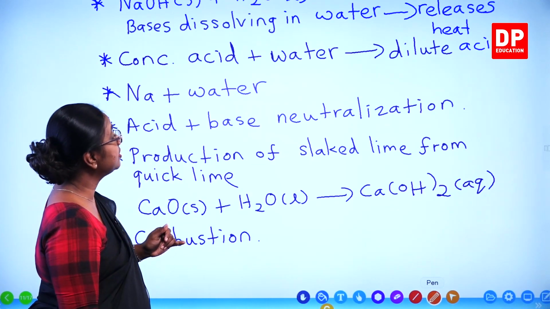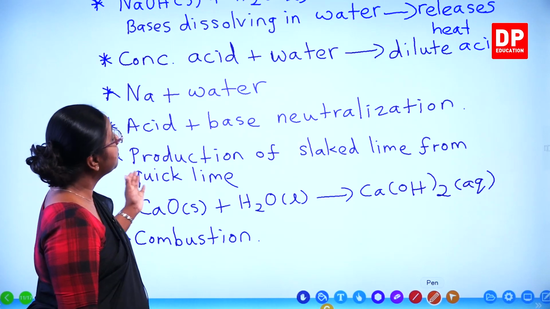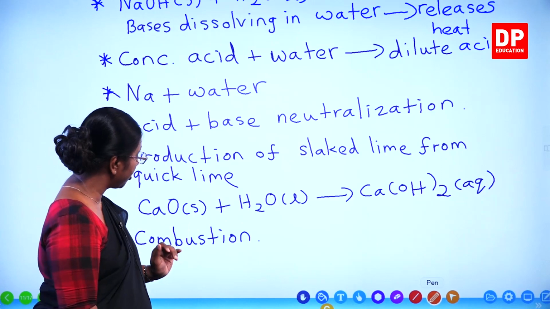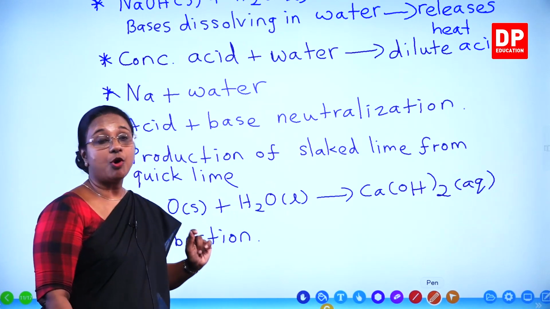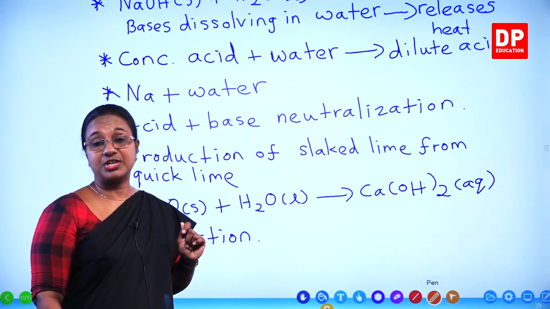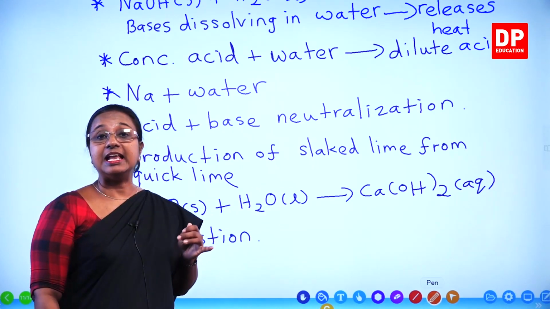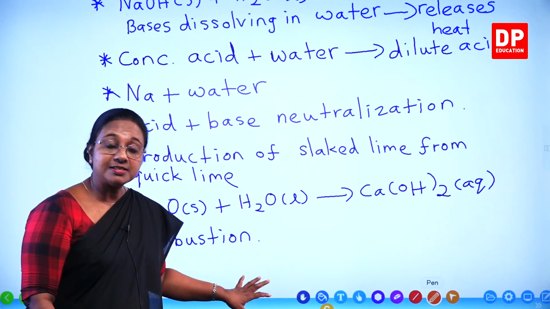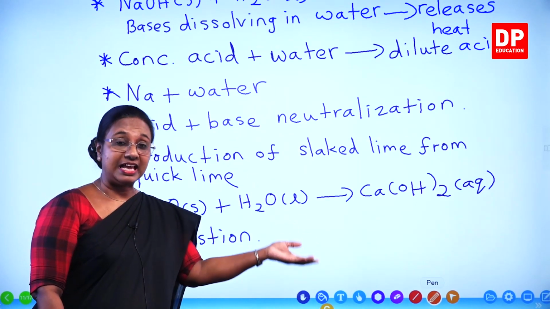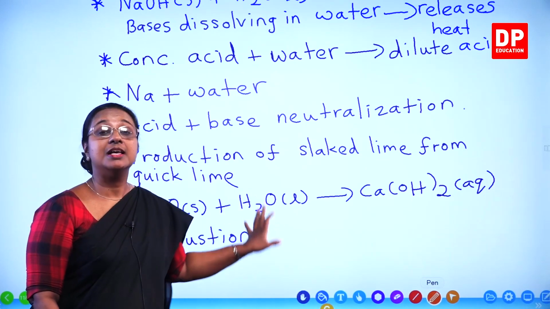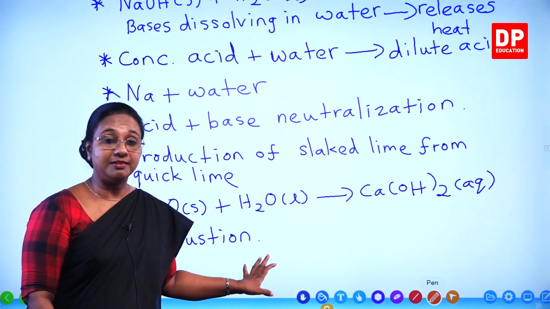Then acid-base neutralization reaction, production of slaked lime from quicklime. That is, calcium oxide solid is quicklime. Adding water to it, you can produce calcium hydroxide, that is slaked lime. That is again an exothermic reaction. And combustion. We will be discussing some of these reactions again as well, but just as examples, you all have to remember these are all exothermic reactions.